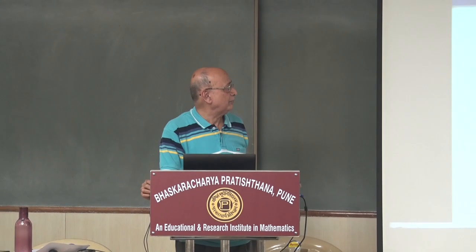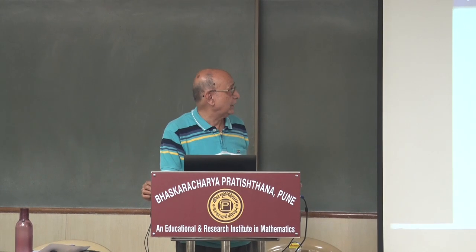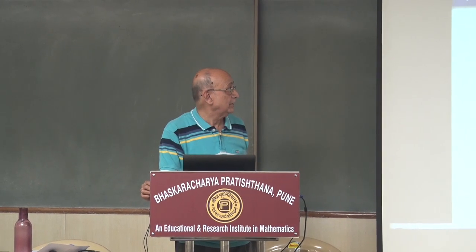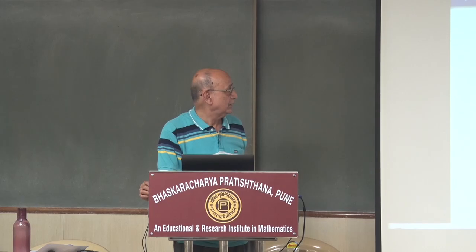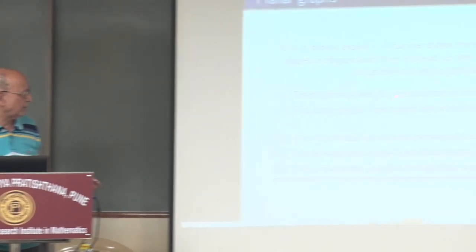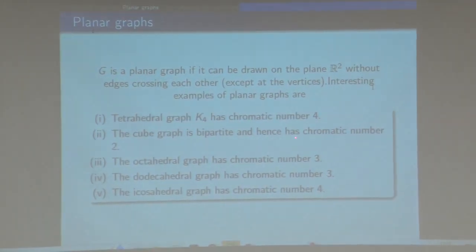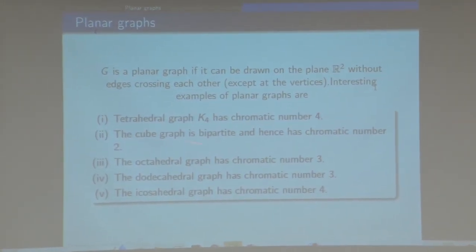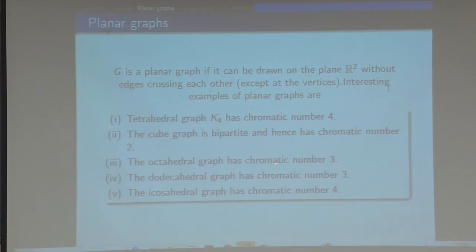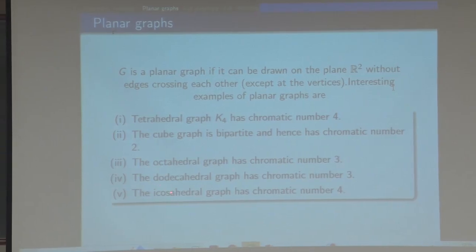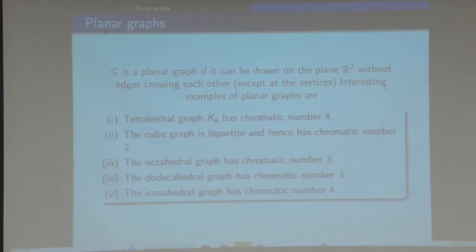G is a planar graph if it can be drawn on the plane without edges crossing each other, except at the vertices. Interesting examples of planar graphs: the tetrahedral graph, the complete graph on 4 vertices. The cube graph, this is bipartite and has chromatic number 2. The octahedral graph has chromatic number 3, then the dodecahedral and icosahedral graphs.